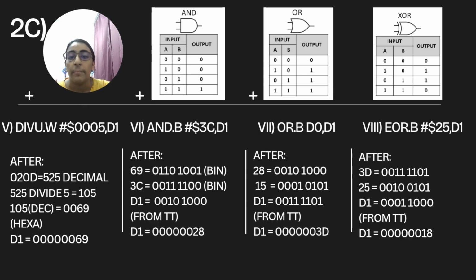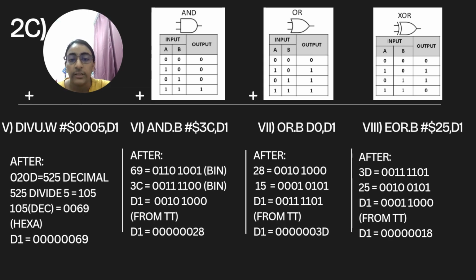Once you get that, you're going to compare those two with the truth table, and your final answer in binary form should be 00101000. Then you're going to take that binary answer and change that into hexadecimal, which should be 00000028. For question number 7, it's going to be like question number 6, but you're going to be using an OR gate. So it's or.b D0 D1. Dot byte means you're going to use the last 2 digits. So you take the answer from the previous question, which is 28, and change that into binary as well. You should get 00101000.